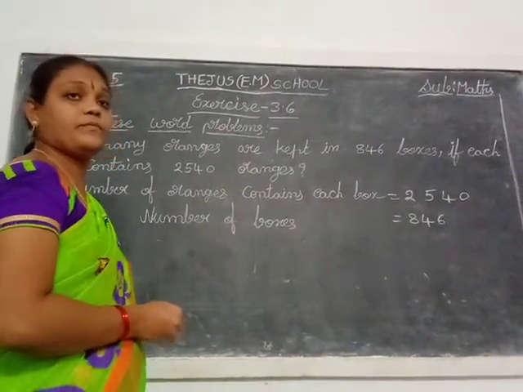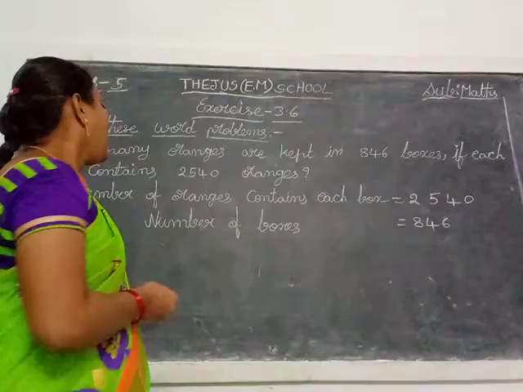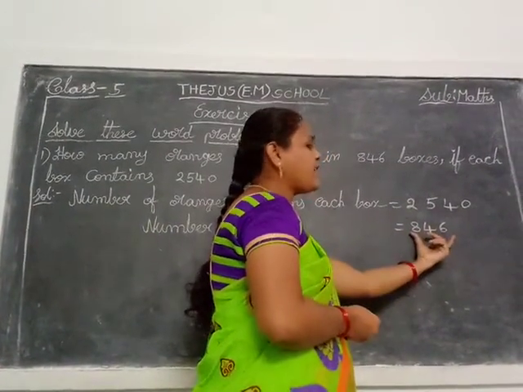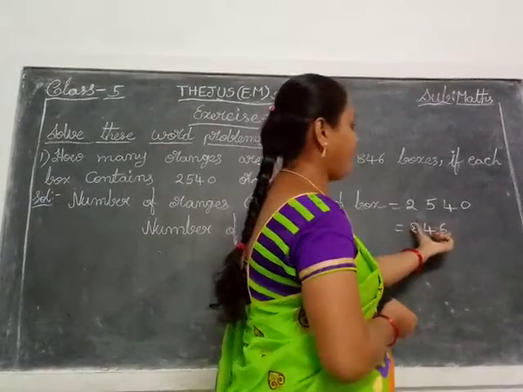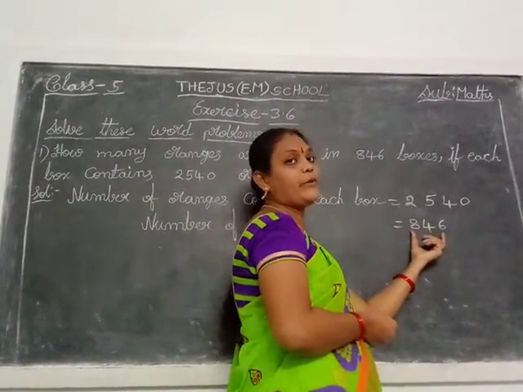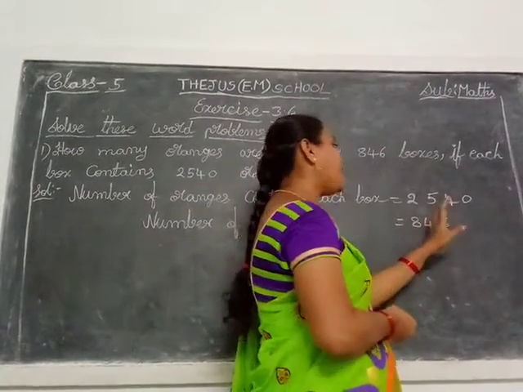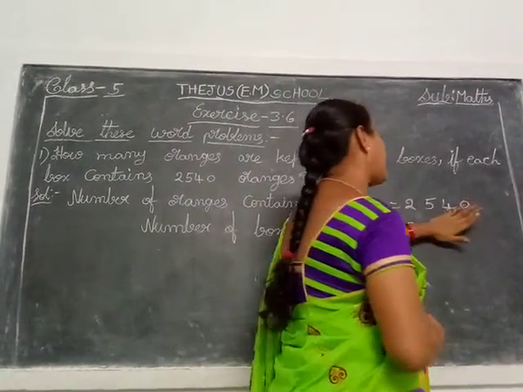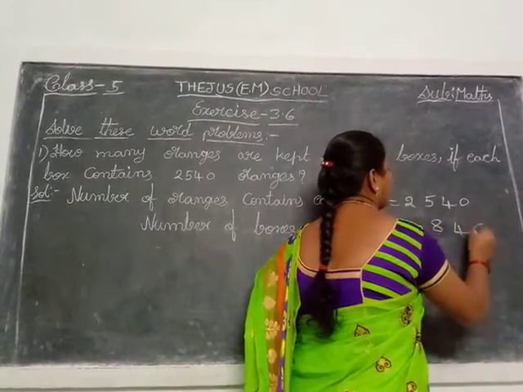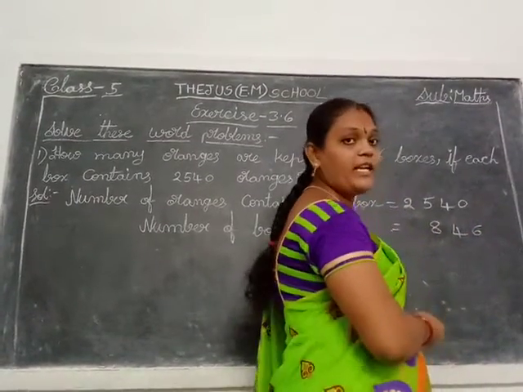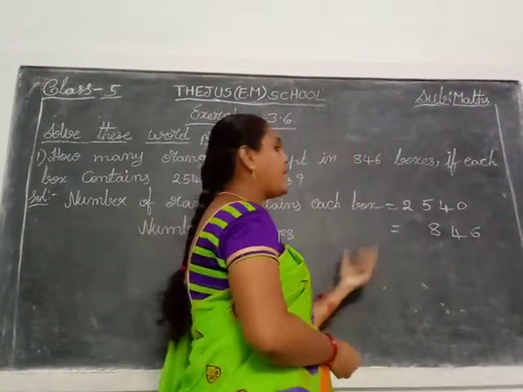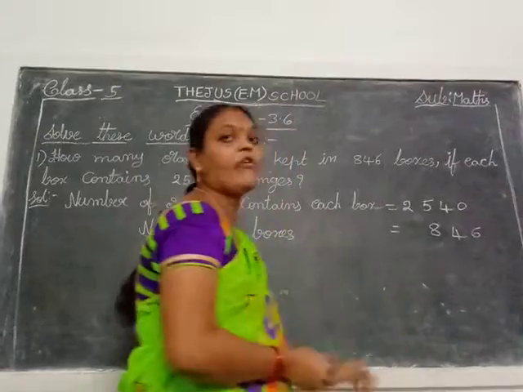Okay children, number of boxes, here 846. Children, did I write this correctly or wrong? This is the multiplication, so you write the number only. When you do addition and subtraction, you write that number as 846, like that. But here you do the multiplication, so you write that number, 846, anyway.